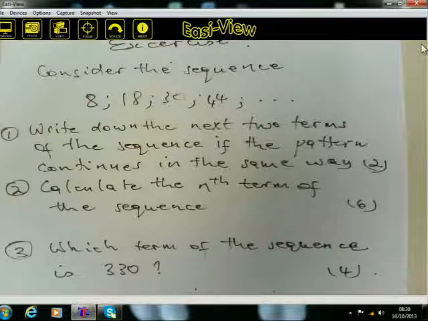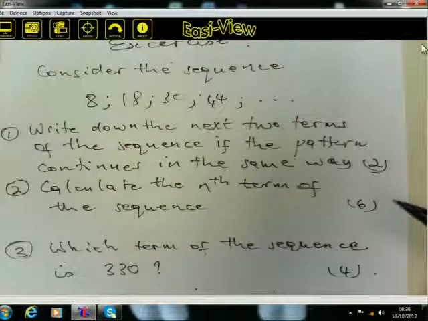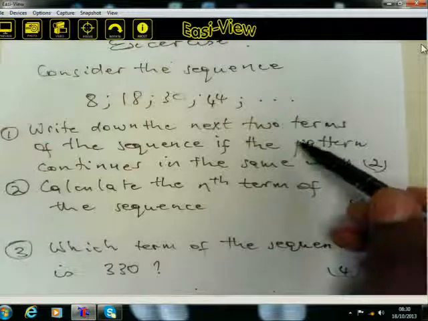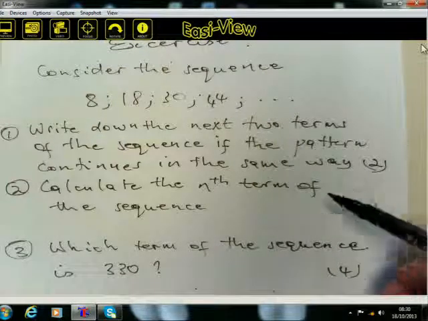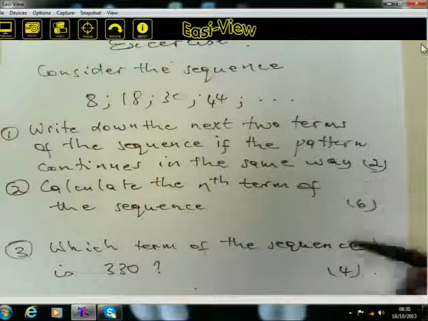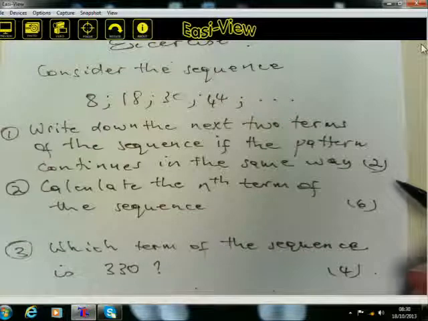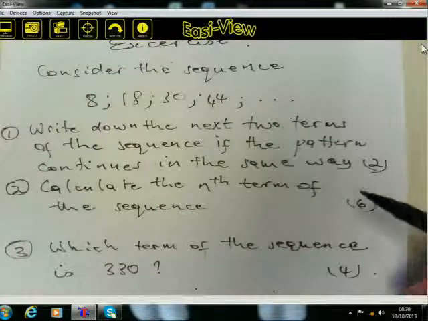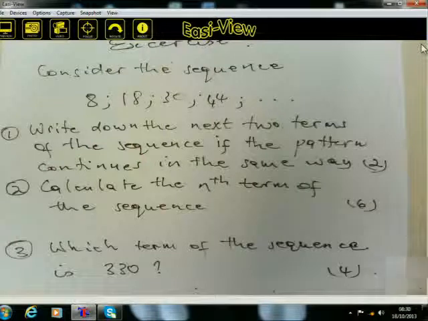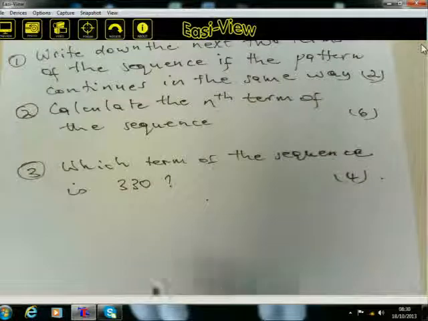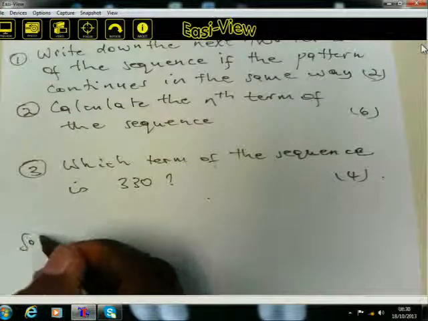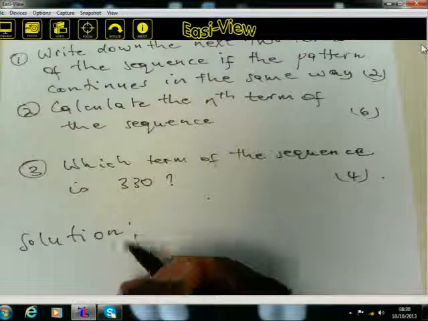Now, how are you going to get it? The question said, write down the next 2 terms of the sequence if the pattern continues in the same way. Remember that this is 2 marks, it's easy, I understand. But you must make sure you test whether the sequence is quadratic or not. Okay, now let's go to the solution.